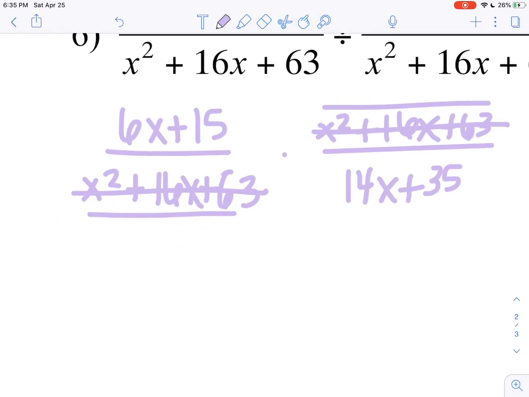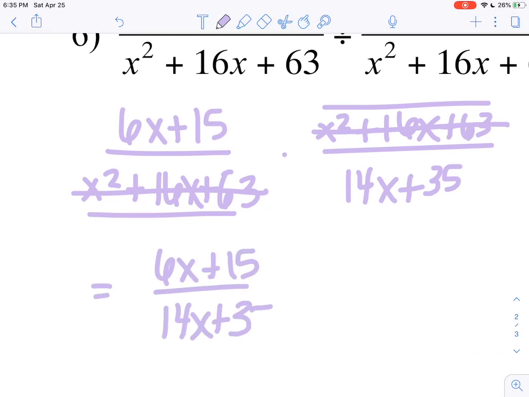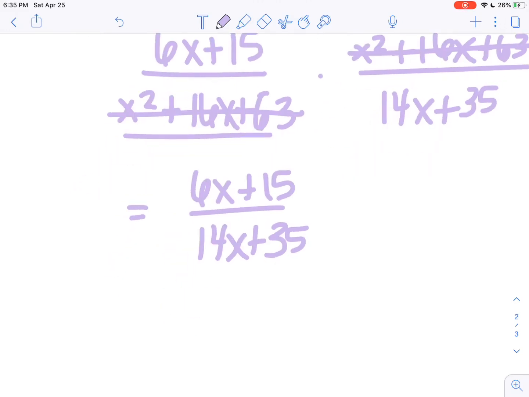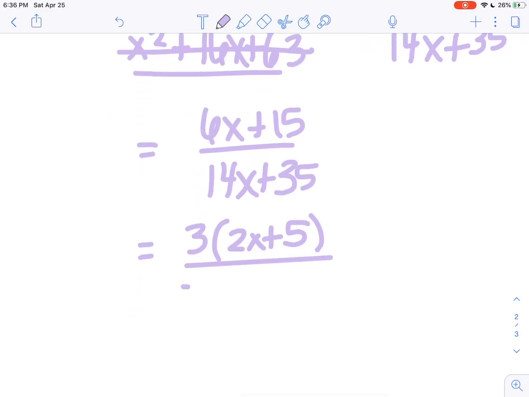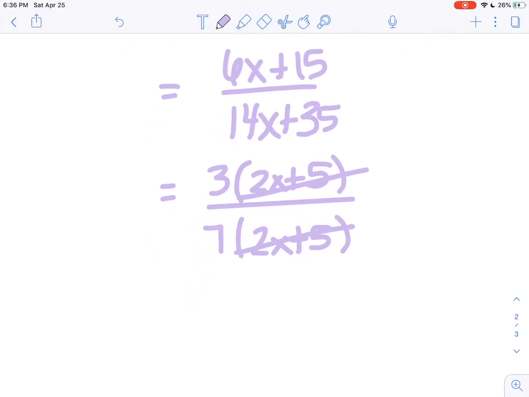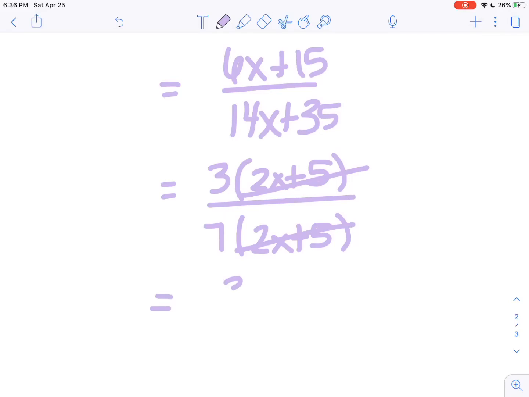Okay, so what I have left is 6x plus 15 over 14x plus 35, but I'm not done simplifying. I see that there's a GCF in the numerator, which is 3. So I get 2x plus 5 in my parentheses. And then there's a GCF of 7, which gets me 2x plus 5. I see parentheses that match, so I'm going to cross those out as a whole. So all I have left is 3 over 7.